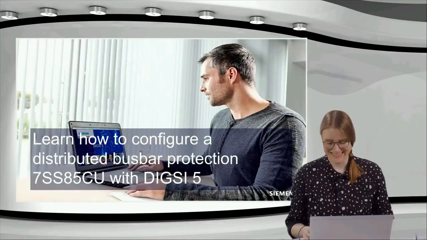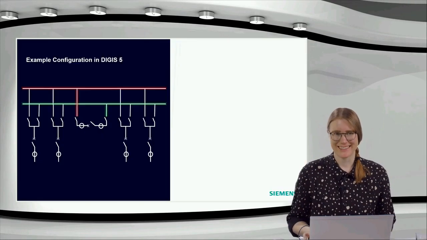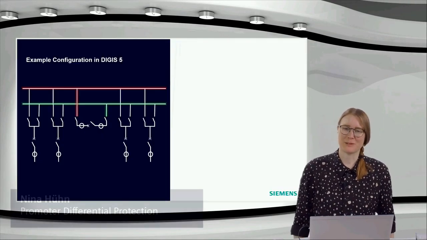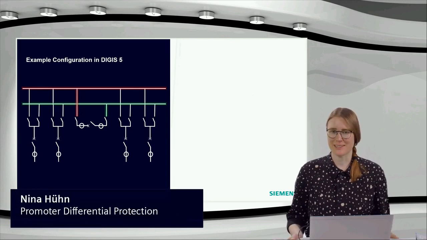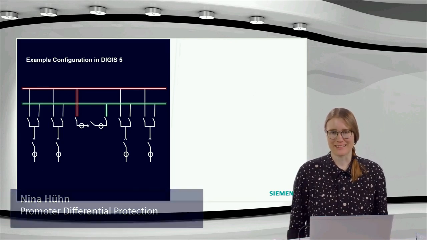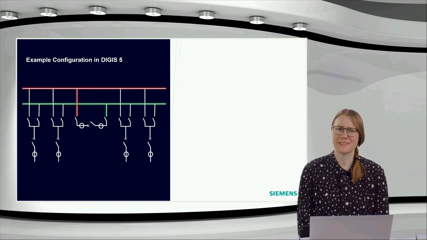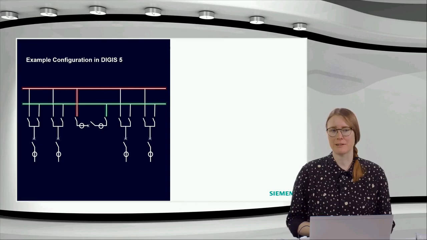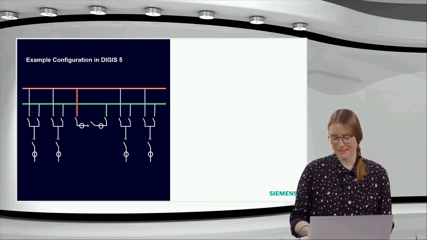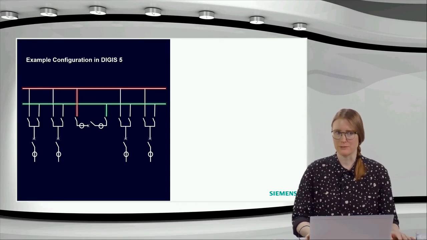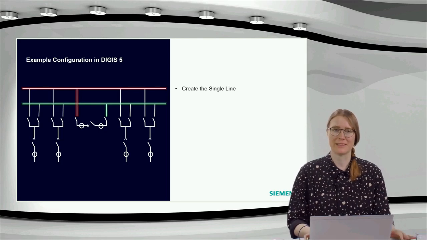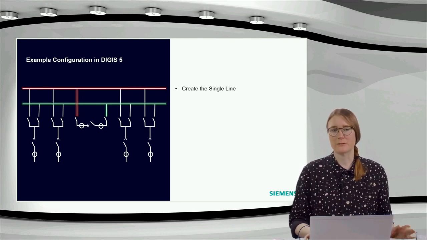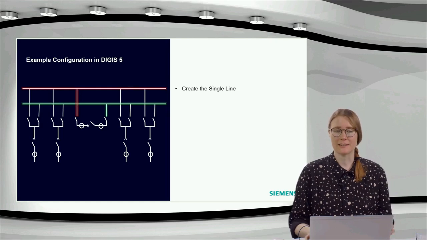Thank you. All right. So this is the example we want to use for the demonstration in DIGSI 5. Rainer already explained it a little bit. We have a double busbar here with 4 line feeders and a coupler with 2 CTs. And the steps we do when configuring the device are the following. First, we create the single line diagram.